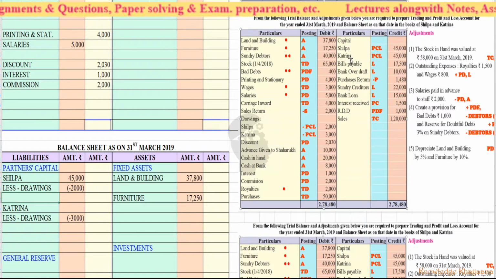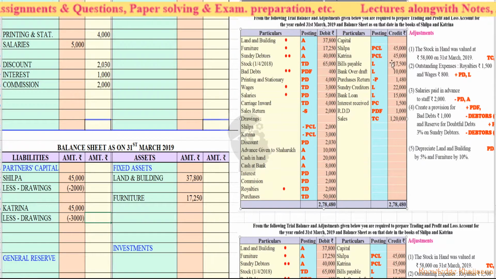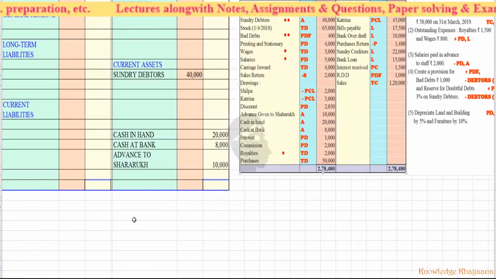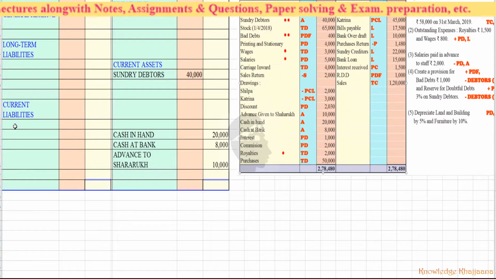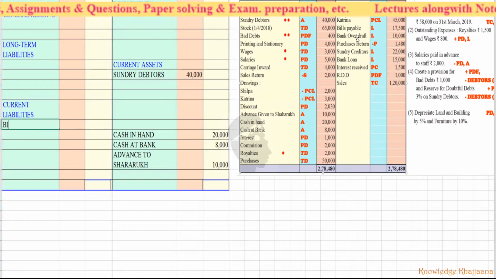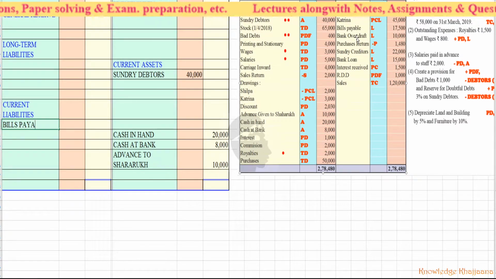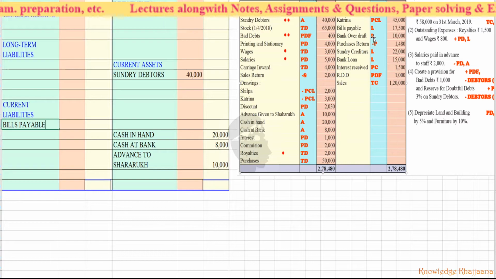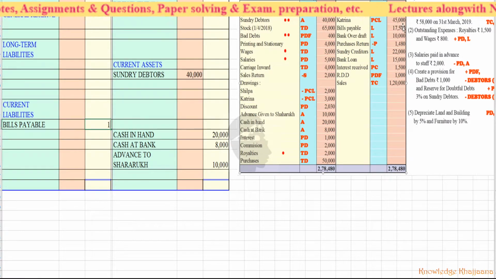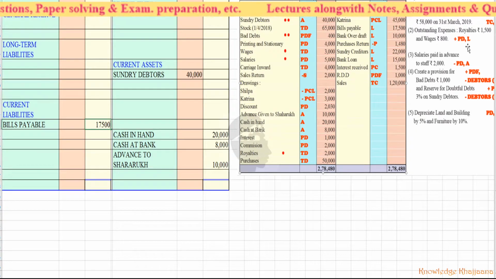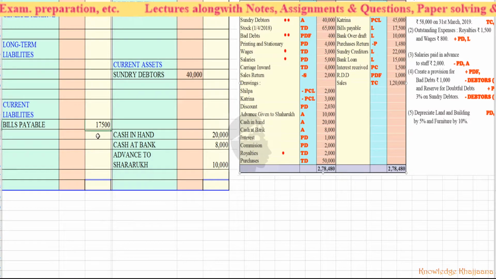Shilpa's capital. Then Katrina's capital, again the same, rupees 45,000. Then bills payable. Bills payable is a liability. How much of bills payable are there? Rupees 17,500. No adjustment, so the value will go directly to the outer side of the column, amount column.